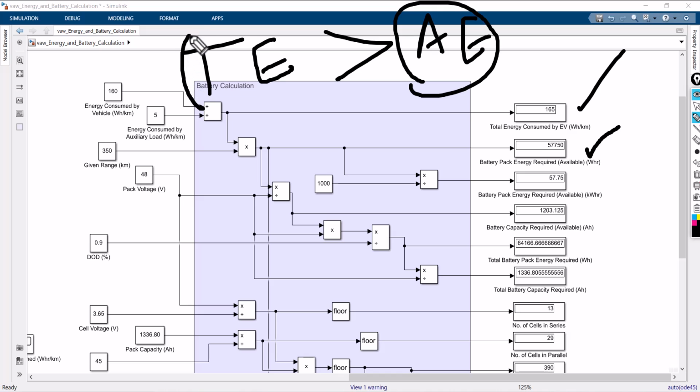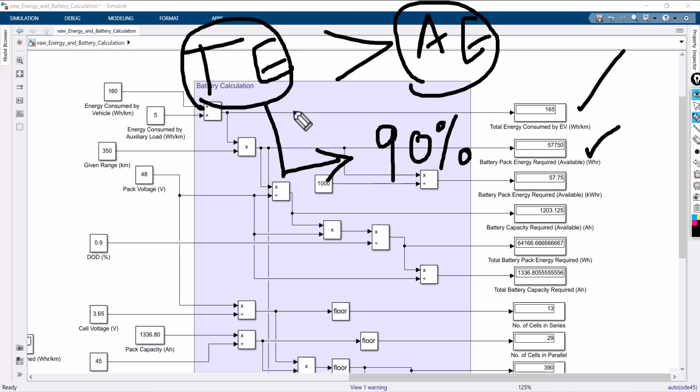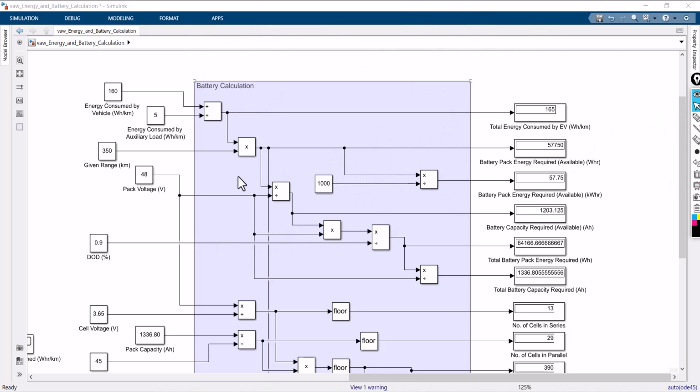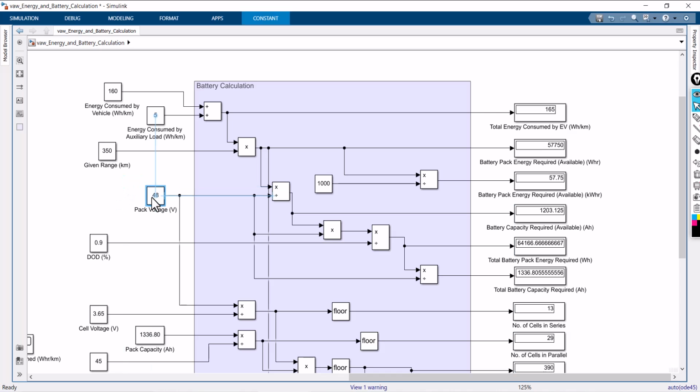Next step, you have to calculate the total energy, because whatever the total energy, you can utilize only as per the depth of discharge. You can utilize only 90% of the battery. So let us consider the total energy is 100%. You can use only 90% of 100. That is called available energy. Okay, so the next step is how to calculate the battery pack energy available.